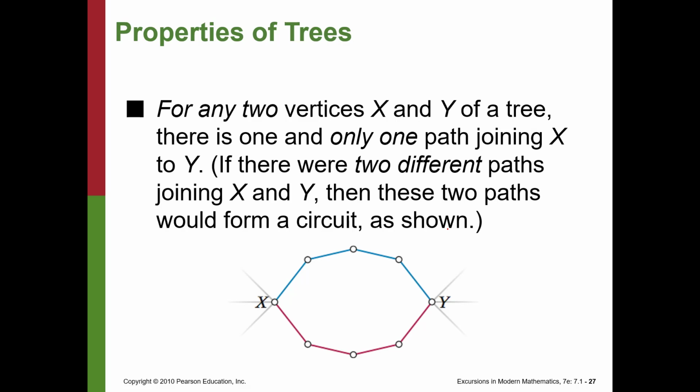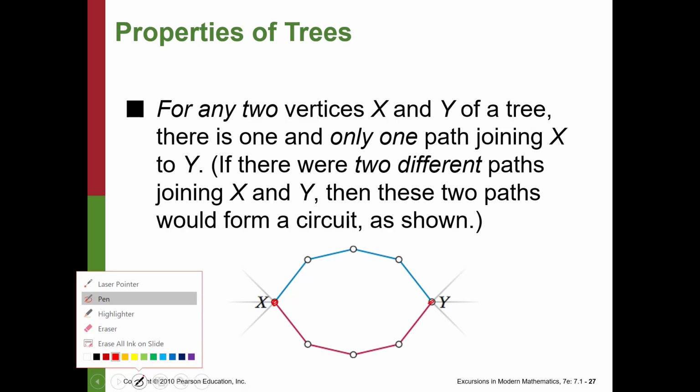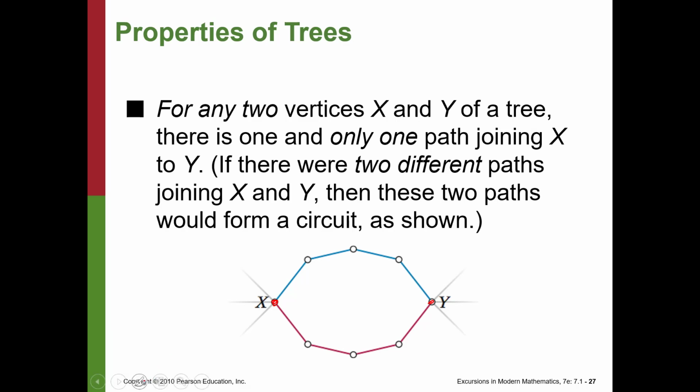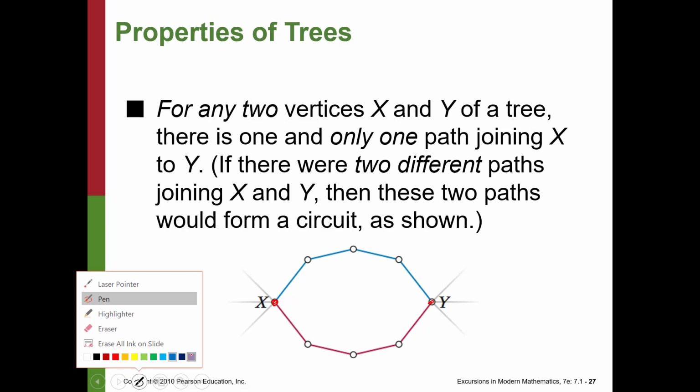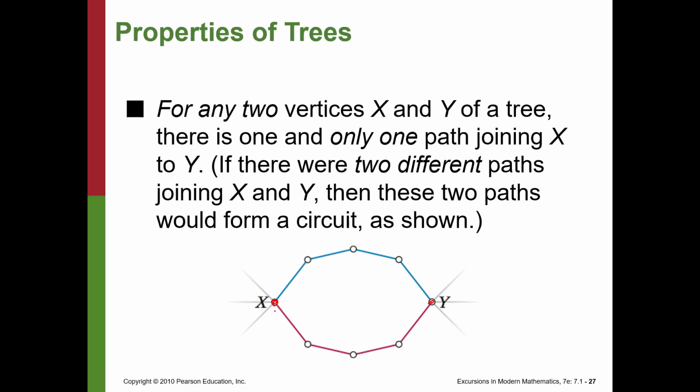If there were two different paths joining x and y, then these two paths would form a circuit, as shown, right? So if there were two ways to get from x to y, then you would have a circuit. But a tree, by definition, has no circuits, right? So there we go.